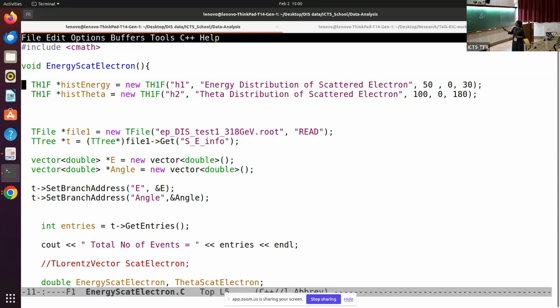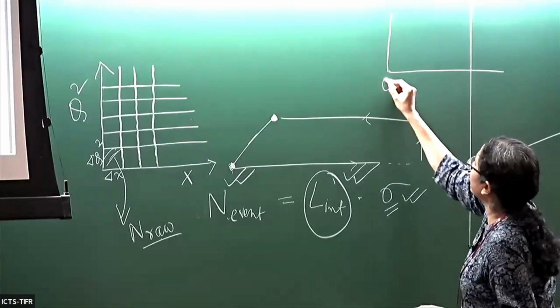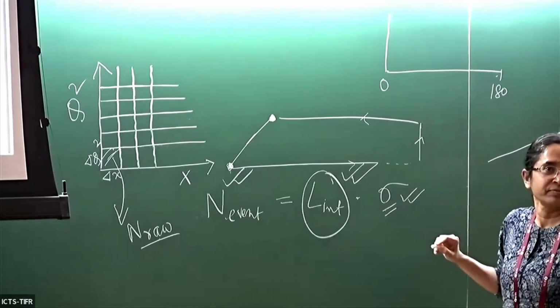Now, these three numbers are very important here. Let me go to the second and third first. This is the range of the variable or observable which you want to study. For energy, I am defining it from 0 to 30. Angle you can understand very easily, 0 to 180 degrees. Theta 0 to 180. What is the first number? Let's say you have angle information from 0 to 180. This is my theta.